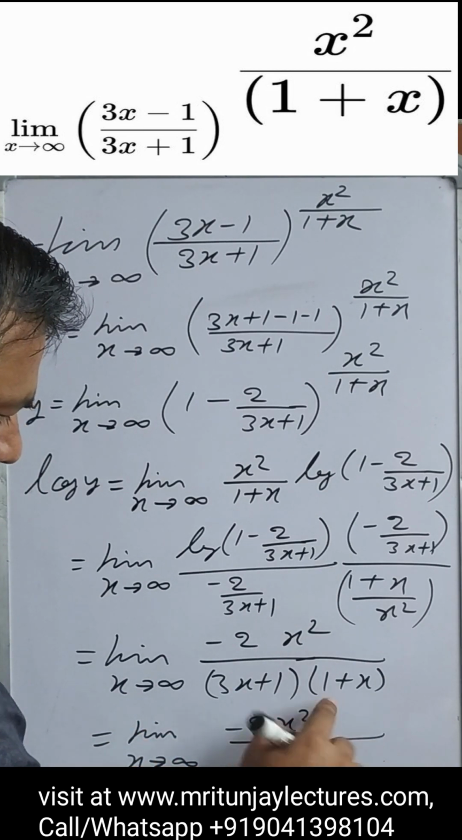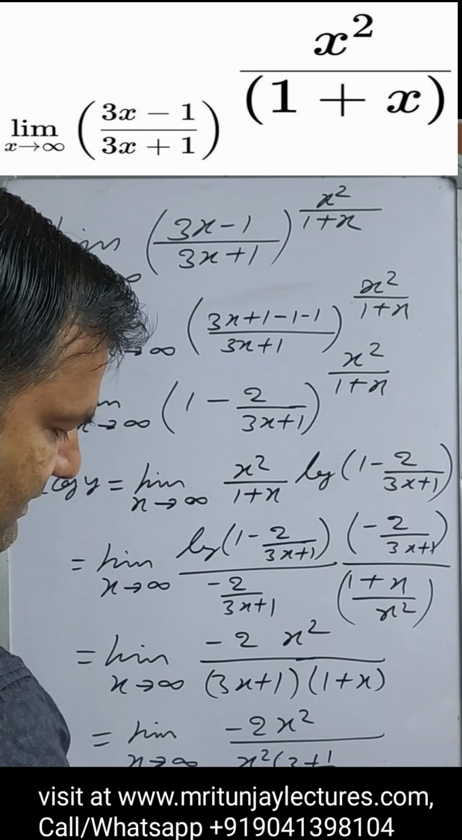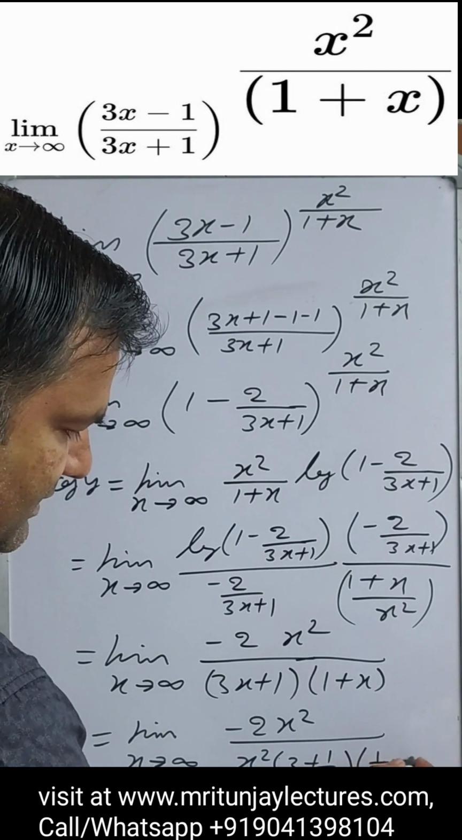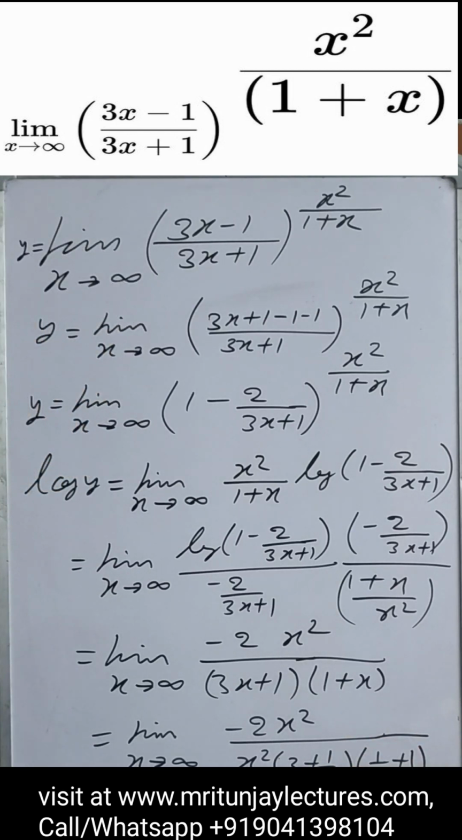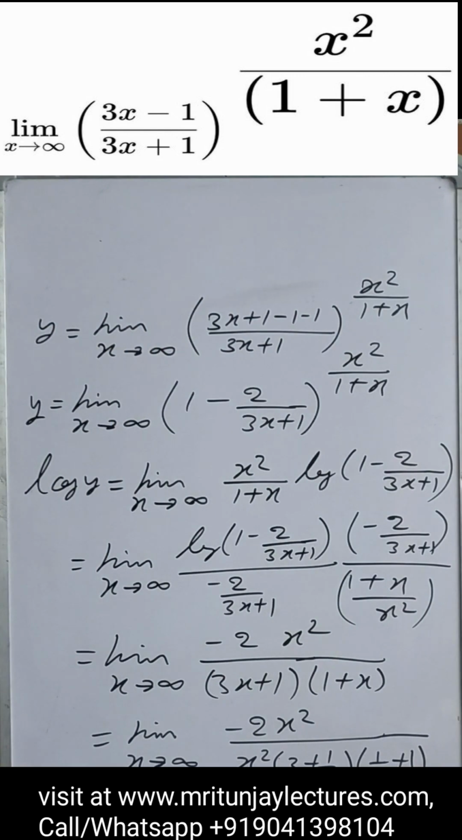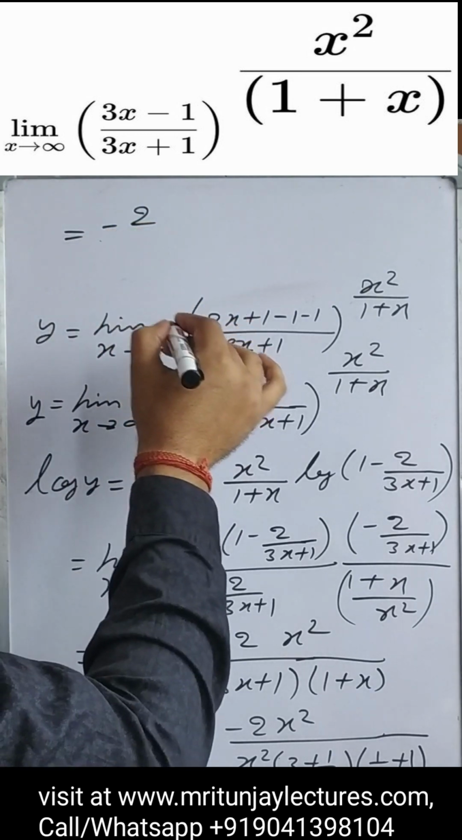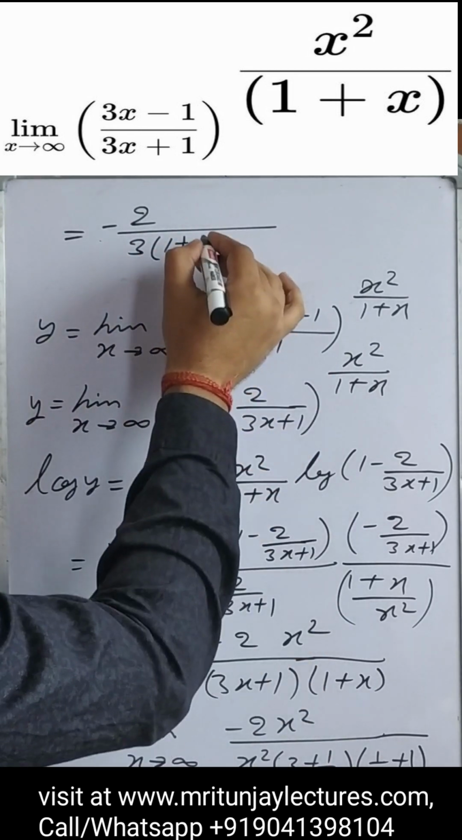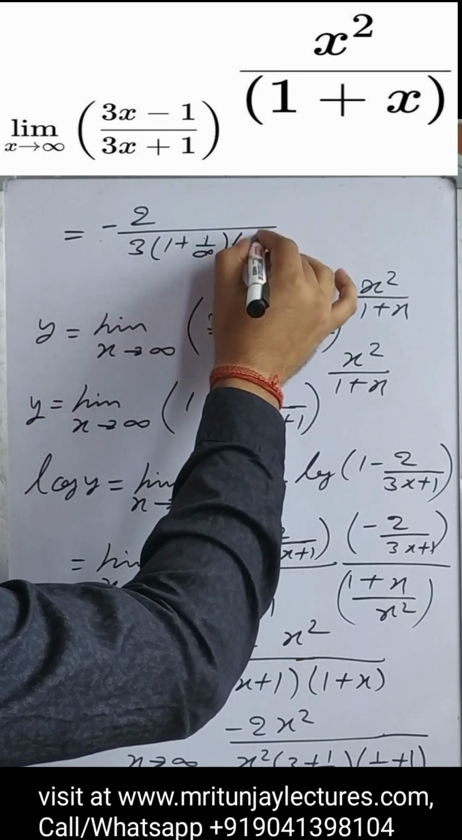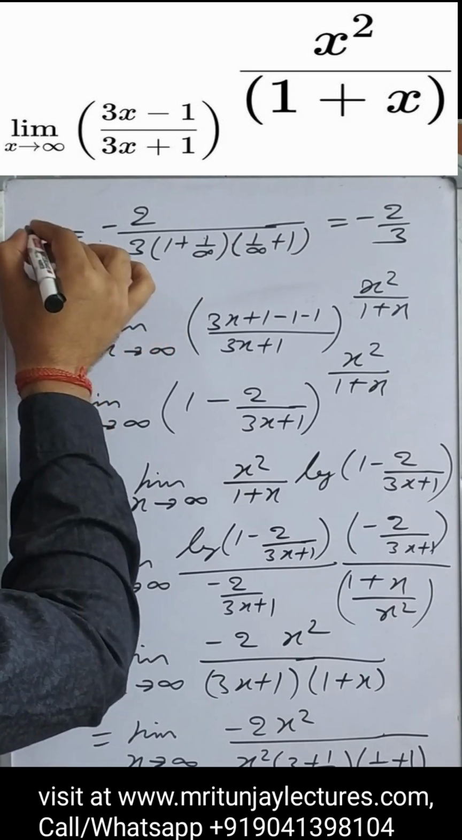Minus 2 x square upon, if x is common in both, then we get x square, that is 3 plus 1 by x, into 1 upon x plus 1. Clear or not? After that, if we put x equal to infinity, x square cancels out, and we get minus 2 divided by 3 plus 1 by infinity, into 1 by infinity plus 1, that is, we get minus 2 by 3. So this is log y.